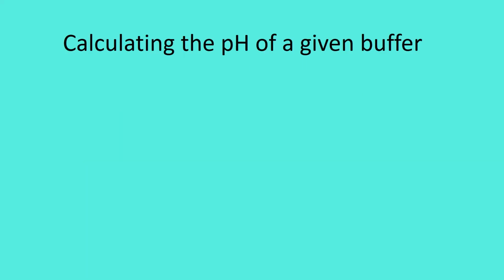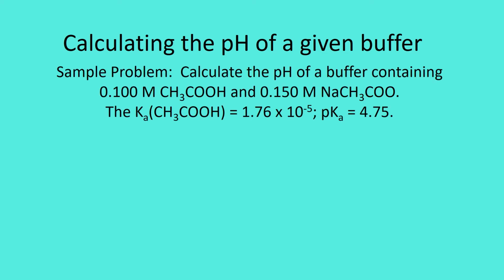Okay, so calculating the pH of a given buffer. In these types of problems, you're given the concentrations of the weak acid and the conjugate base and are asked to calculate the resulting pH. Here is a sample problem. Calculate the pH of a buffer containing 0.100 molar acetic acid and 0.150 molar sodium acetate. I'm giving you that the Ka of acetic acid is 1.76 times 10 to the minus fifth, and the pKa, or the negative log of the Ka, is 4.75.